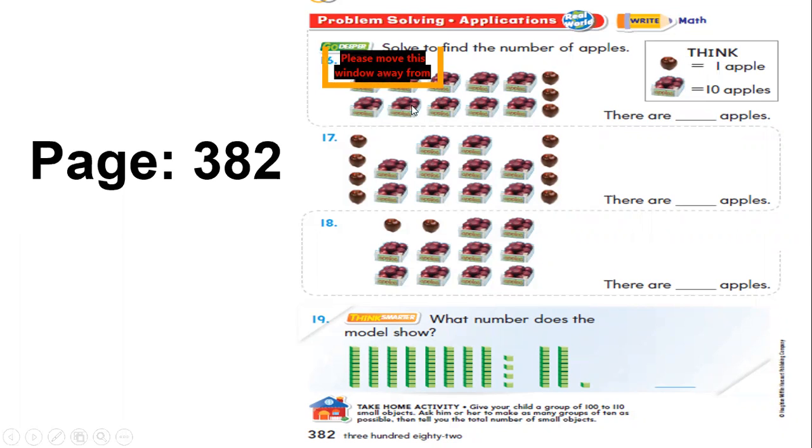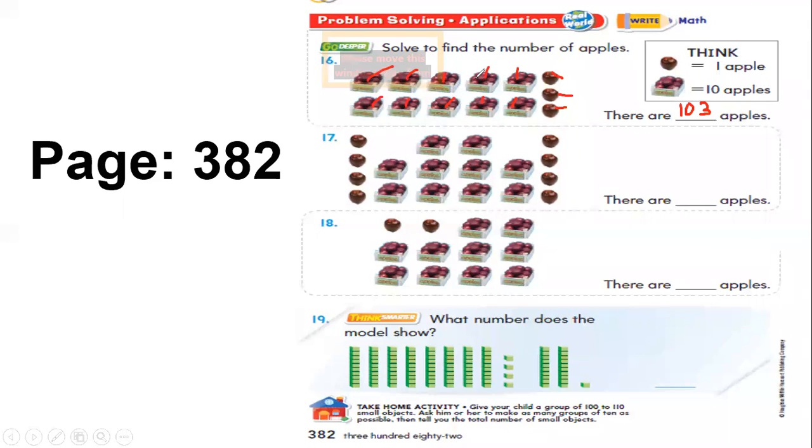We are going to count the groups of 10 and groups of 1. So, let's see how many groups of 10 do we have here. We have 1, 2, 3, 4, 5, 6, 7, 8, 9, 10. So, that becomes my 10 groups of apple. And how many more? 1, 2, 3. So, I have 10 apples in the group of 10 and I have 3 apples in the group of 1. So that becomes 103. So there are 103 apples.